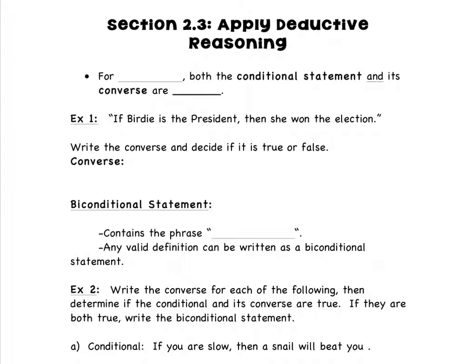Today we're going to talk about applying deductive reasoning. For a biconditional, both the conditional statement and its converse are true. So in the first example, if Bertie is the president, then she won the election. If we write the converse, we have to decide, is that true or false? In example 1, if Bertie is president, then she won the election.